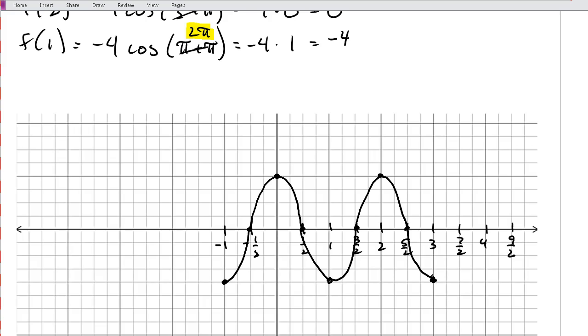Again, if you have any questions, make sure that you're writing those down and asking me. Go ahead and try the next example. That's going to have a phase shift. It's also going to have a vertical shift, so be careful with that.